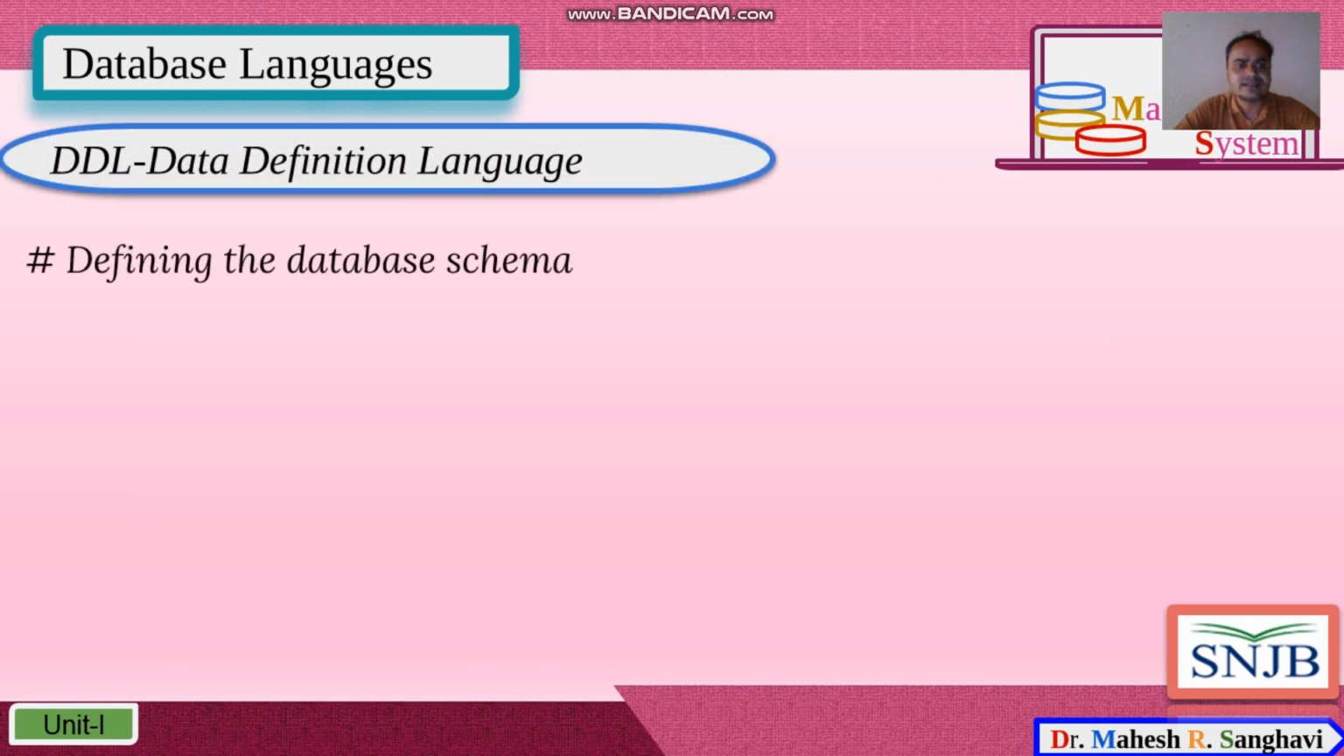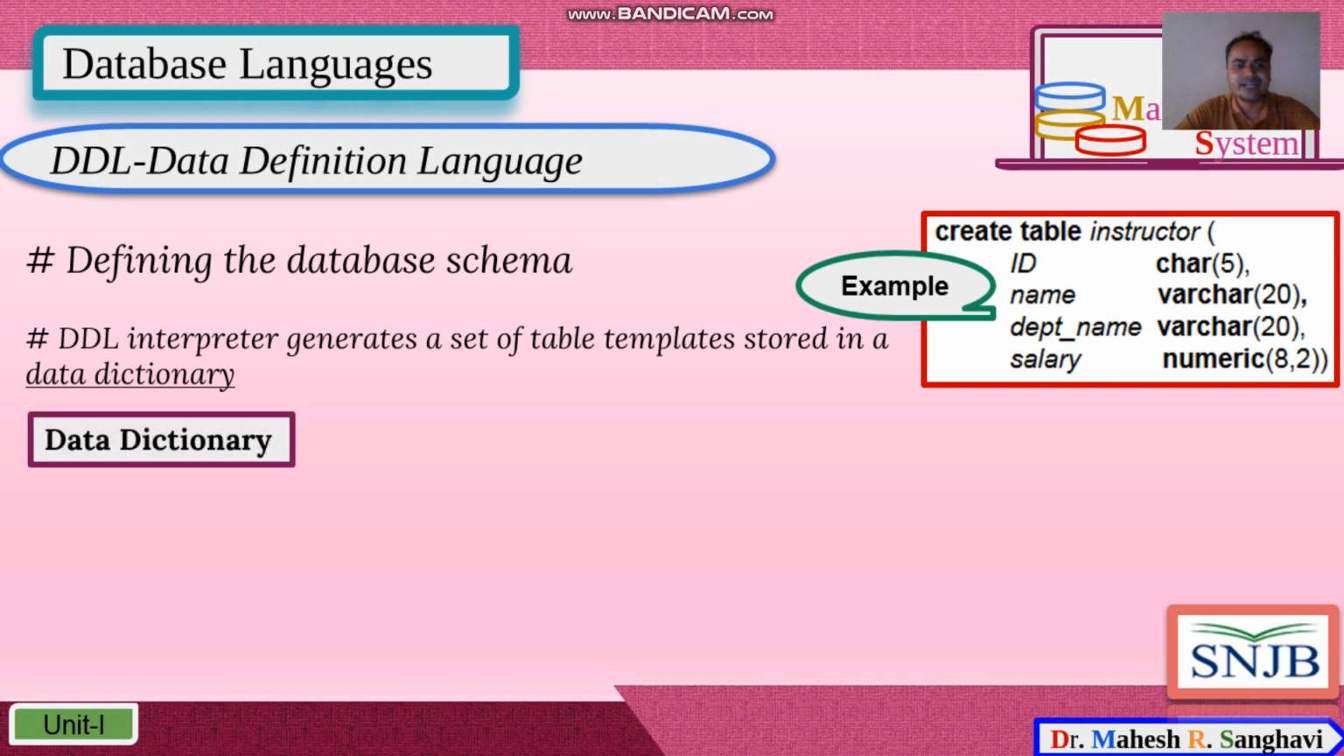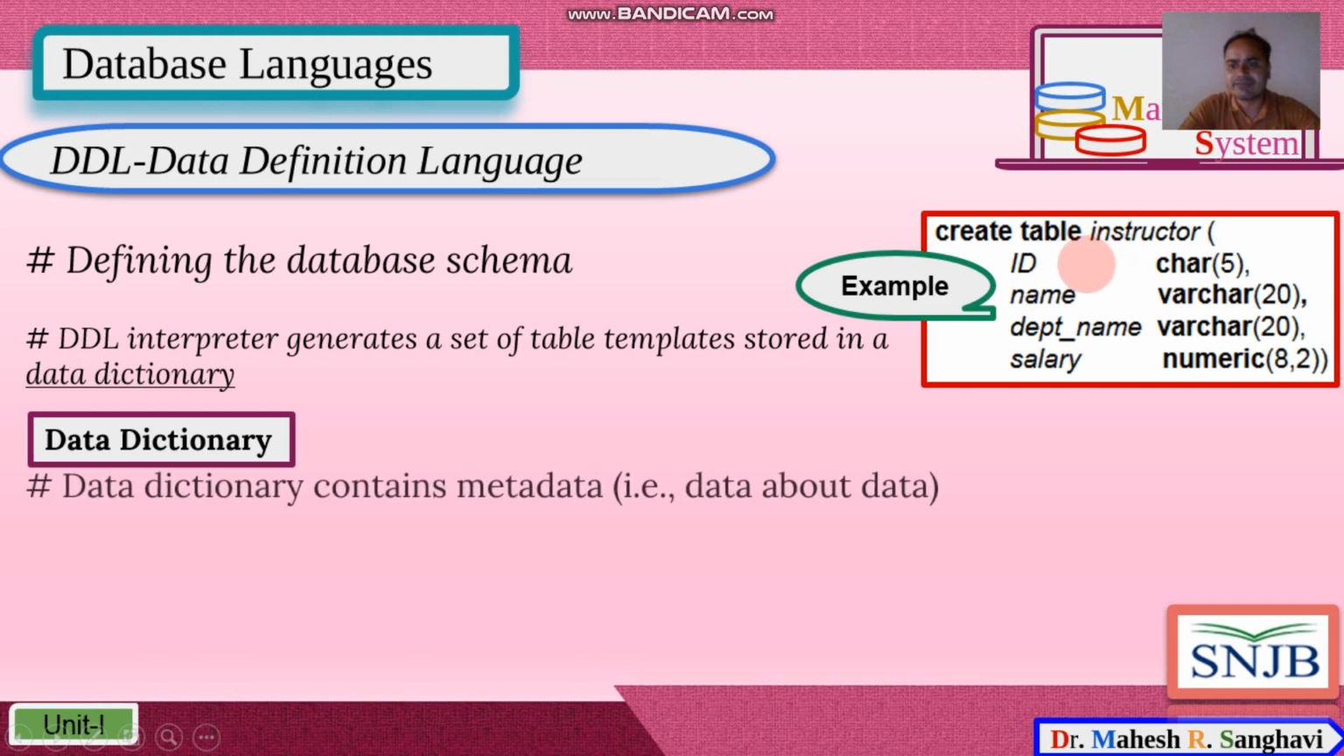Now regarding this data definition in depth, if we observe here, this is one of the examples given to you. For defining the database schema, we need, for example, the create table command. This create table command is an example of DDL, that is data definition language. We need a DDL interpreter, which normally takes one command at a time and converts it into execution form. So when you enter the create table command, this table will get created.